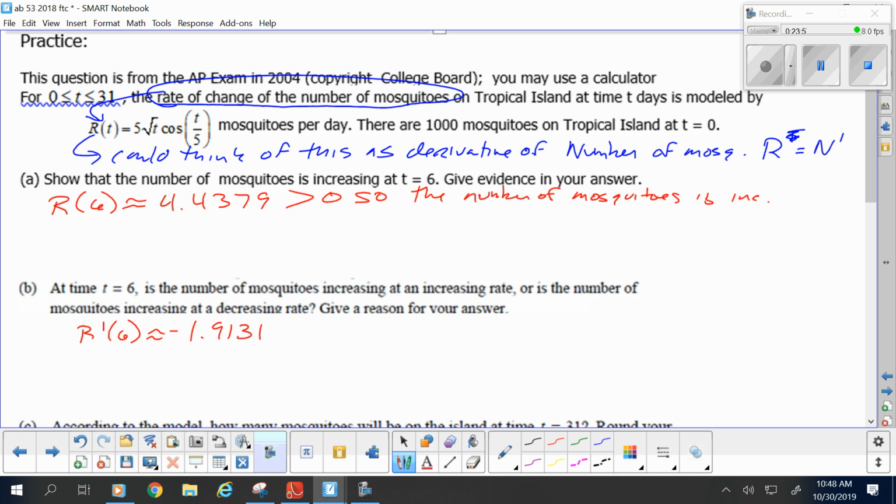And why? This is less than 0, so the number of mosquitoes is increasing at a decreasing rate. It's increasing because of our previous answer. We know it was increasing from part A, but it's increasing at a decreasing rate. And somebody said the slope of the R graph, and that was true.